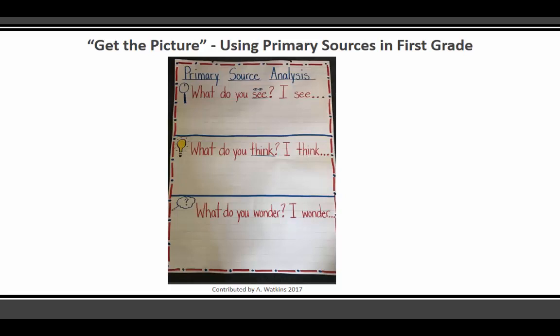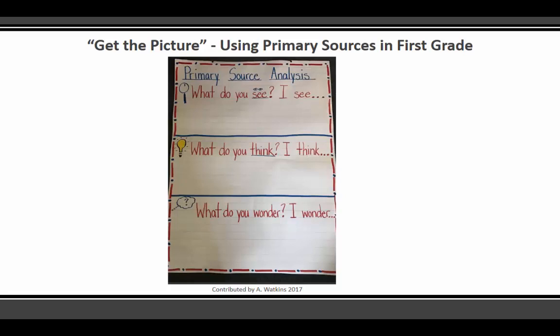The chart on this slide shows one example of a way to analyze a primary source. Identifying and using primary and secondary sources is an information processing skill students should be introduced to in first grade. To use the primary source chart, first students describe what they see on the primary source. It might be as detailed as the clothing someone is wearing, or as broad as noticing the landscape.